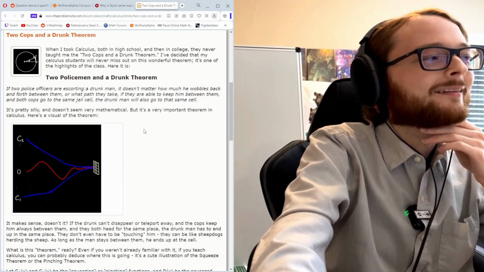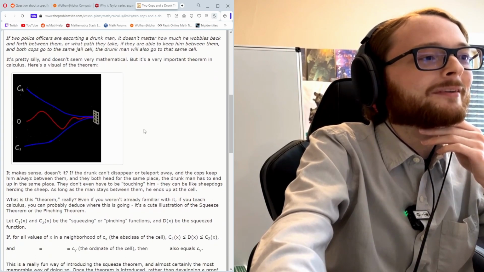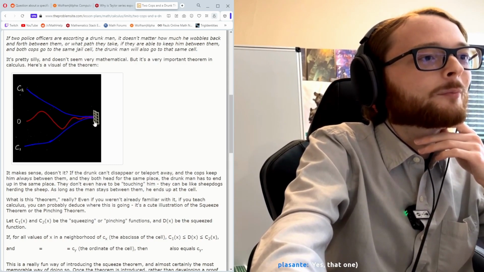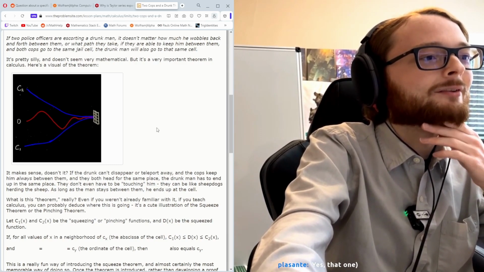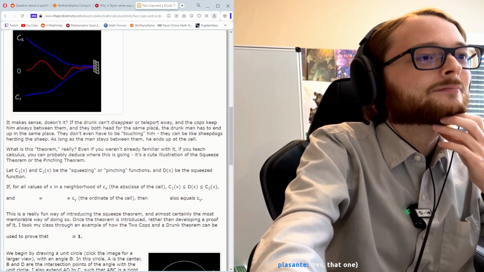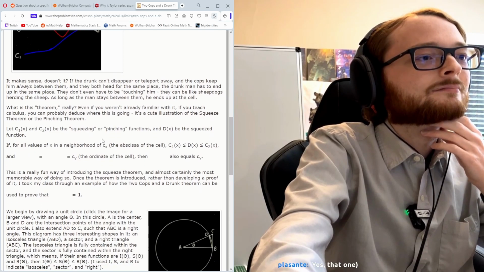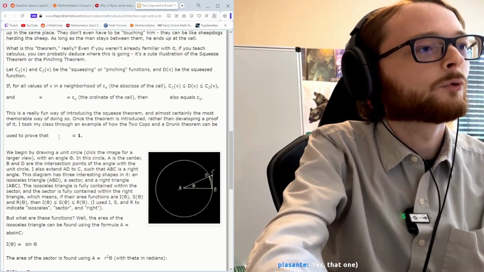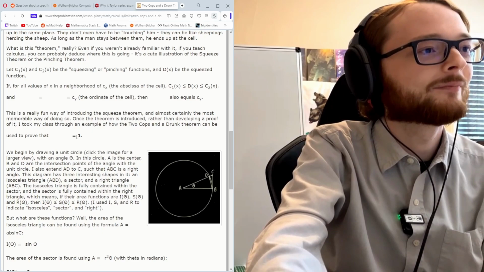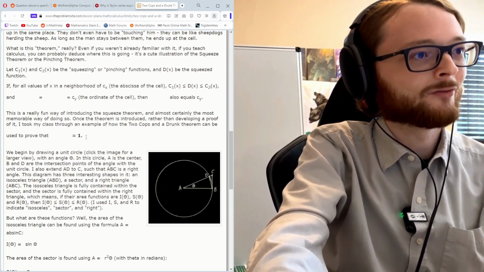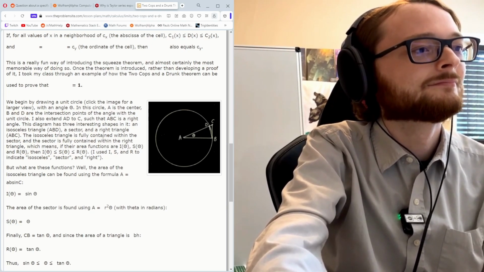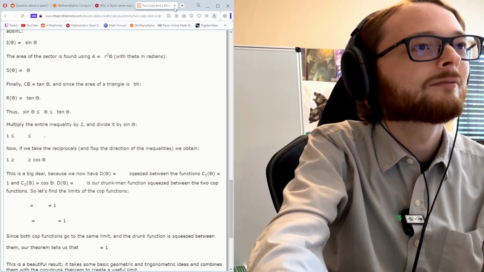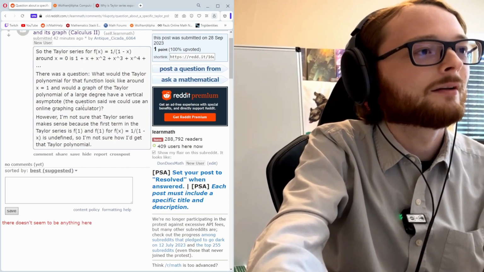Oh, okay. It's just a funny way of explaining the squeeze theorem. The red squiggle line in the middle is the drunk wobbling around, and the two blue lines are the policemen trying to hem the drunk into the cell. Prove that something equals 1? Oh my god, it must be sine x over x. That's cool.